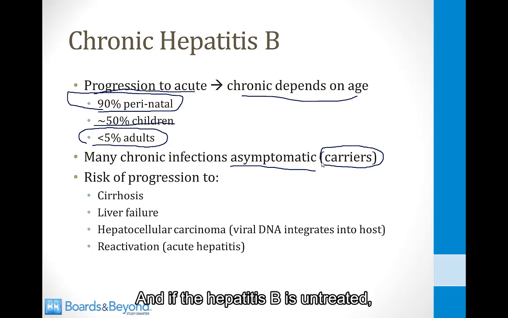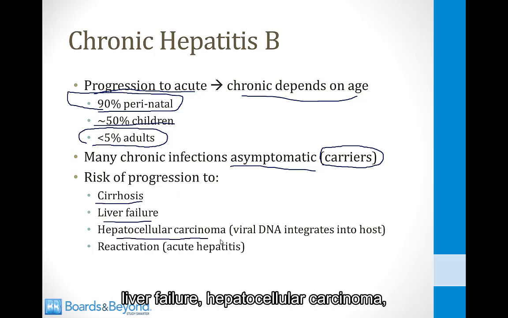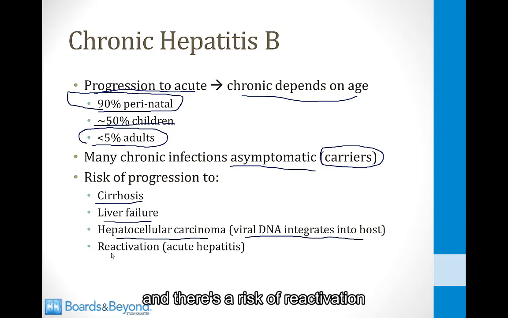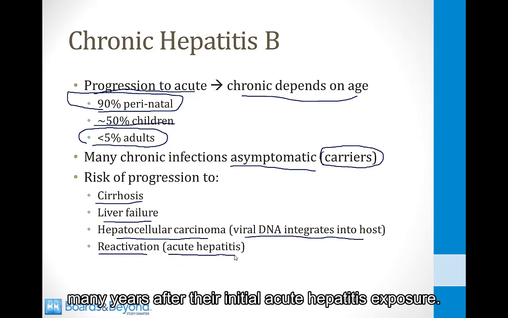And if the hepatitis B is untreated, there is a risk of progression to cirrhosis, liver failure, and hepatocellular carcinoma. The viral DNA can integrate into the host and cause cancer, and there's a risk of reactivation where people can get acute hepatitis many years after their initial acute hepatitis exposure.